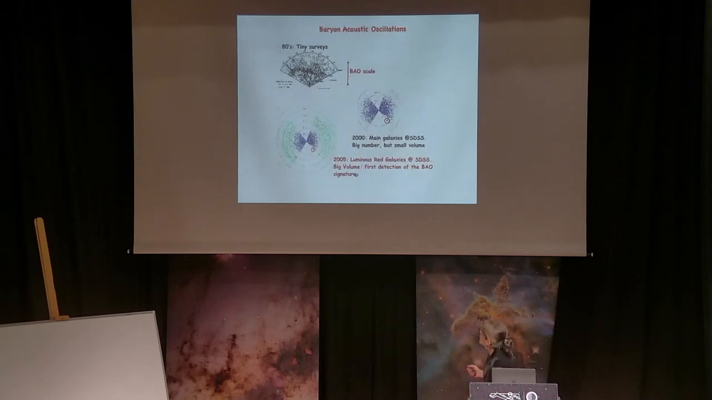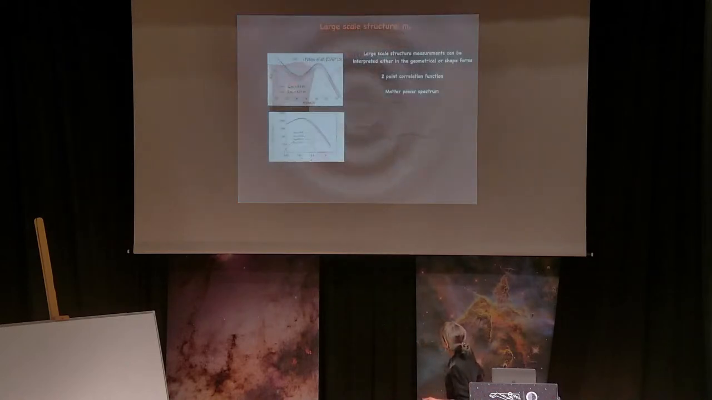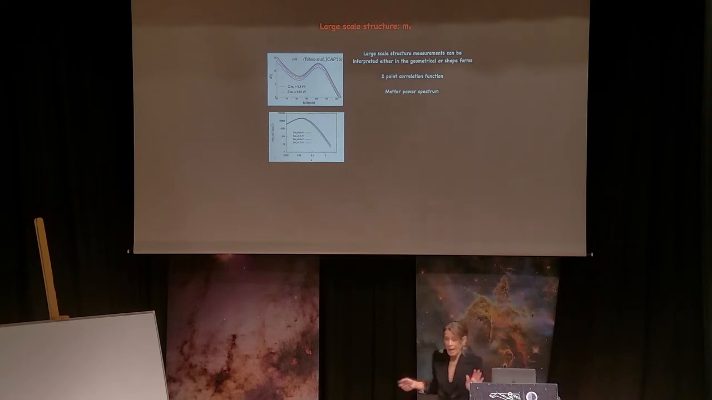So in the 80s, well, let's measure it. No way. The size of the survey was about the size of the BAO scale, so you cannot measure any overdensity. And in 2005, with the Sloan Digital Sky Survey, we already had a big volume, and it was the first detection of the BAO signature. SDSS-III has measured it with 8 sigma, and this one with 2 sigma, as you can see here. This is the pie chart from SDSS-IV, which I will show you in a couple of slides.